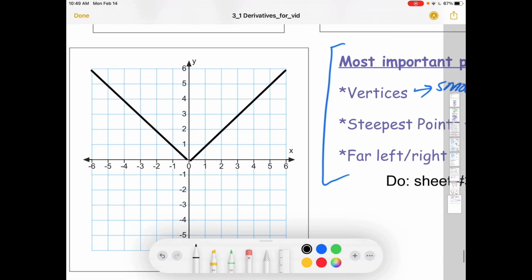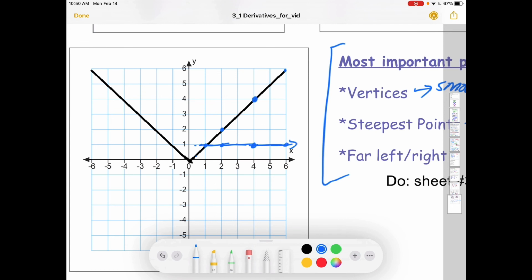And lastly, we're going to look at a function like this. Now, it should actually connect up like this. So on this function, if I looked at the slope here, I can actually tell the slope is 1 there. The slope right here is 1. The slope here is 1. The slope here is 1. So it's always 1 on this absolute value graph.